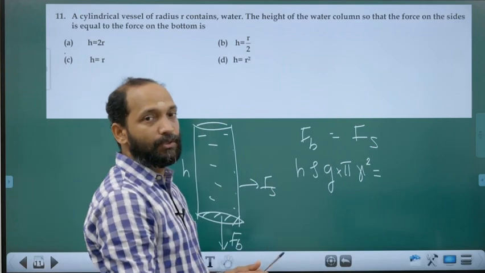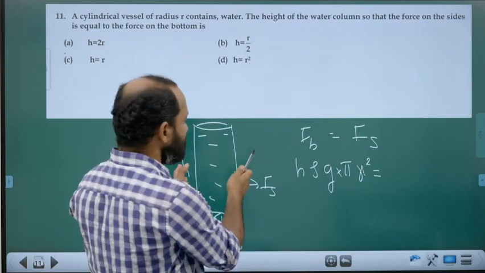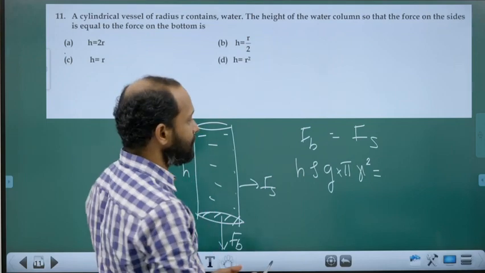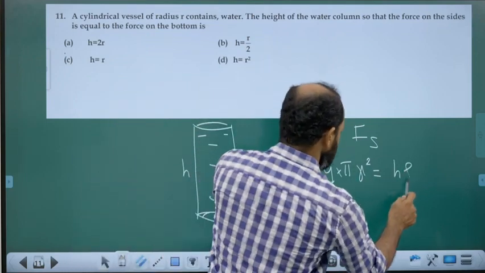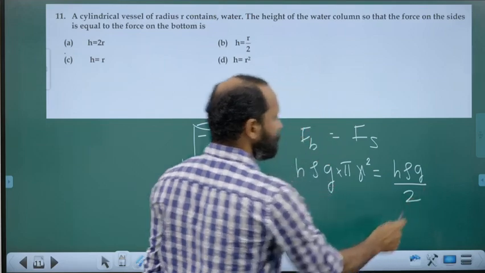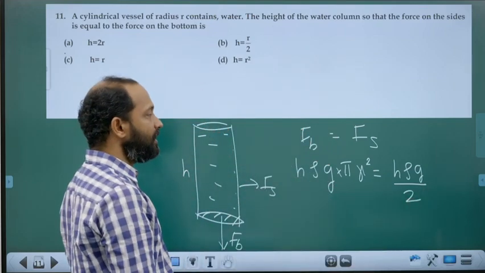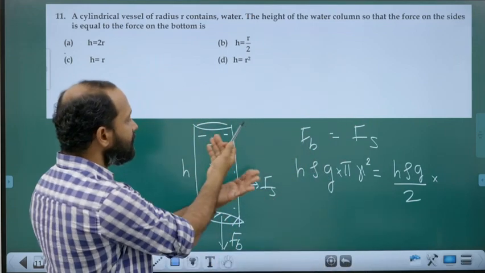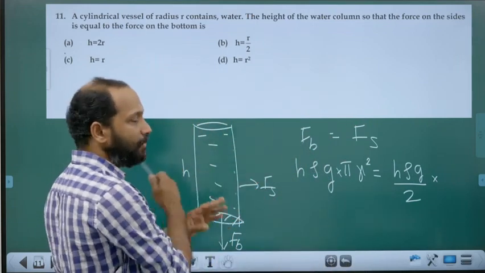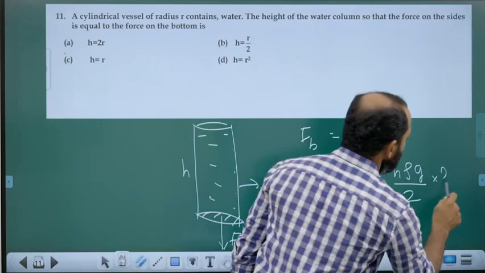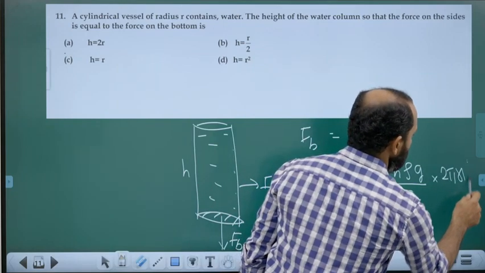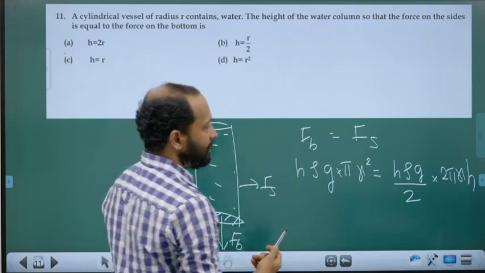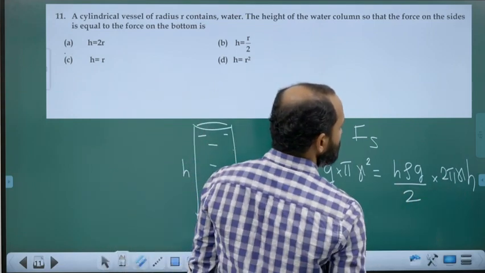Force on the side equals pressure into area, but that pressure is the lateral pressure. Water exerts sidewise pressure called lateral pressure. Lateral pressure is the average pressure, that is not H rho G but H rho G by 2. It is multiplied by the area, which is the curved surface area of that cylindrical column of water. That is 2 pi r h, the area of the curved portion of the cylinder.